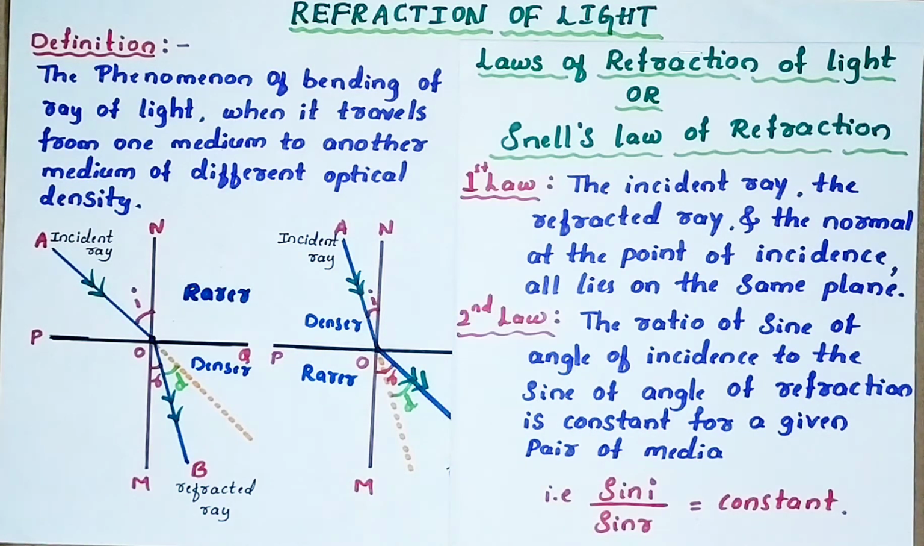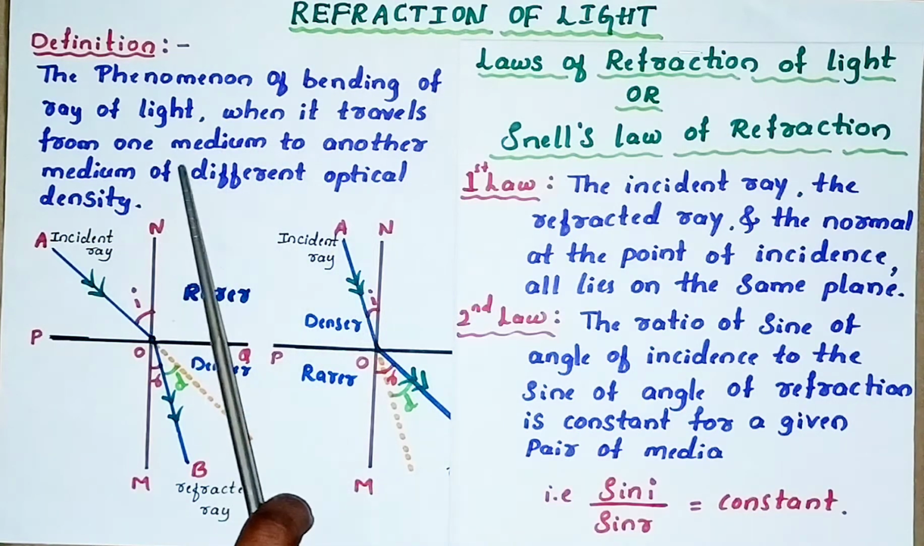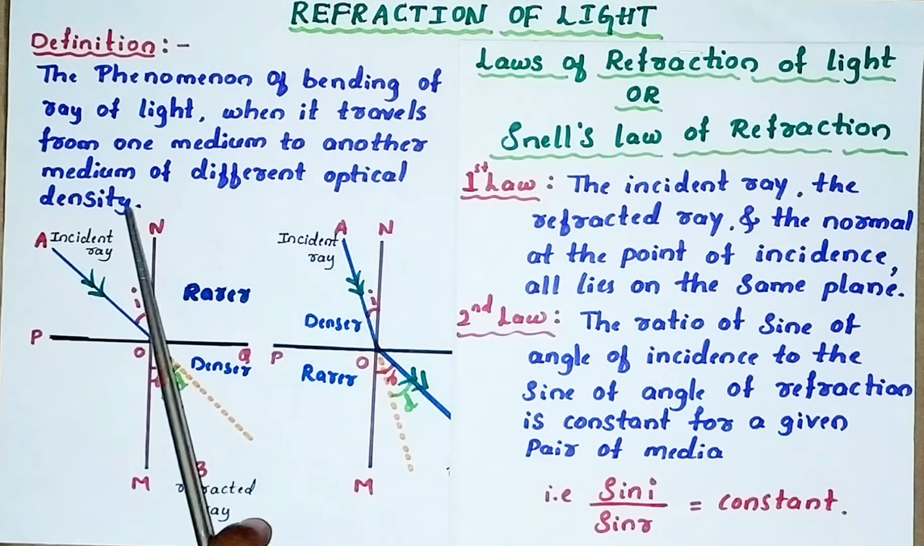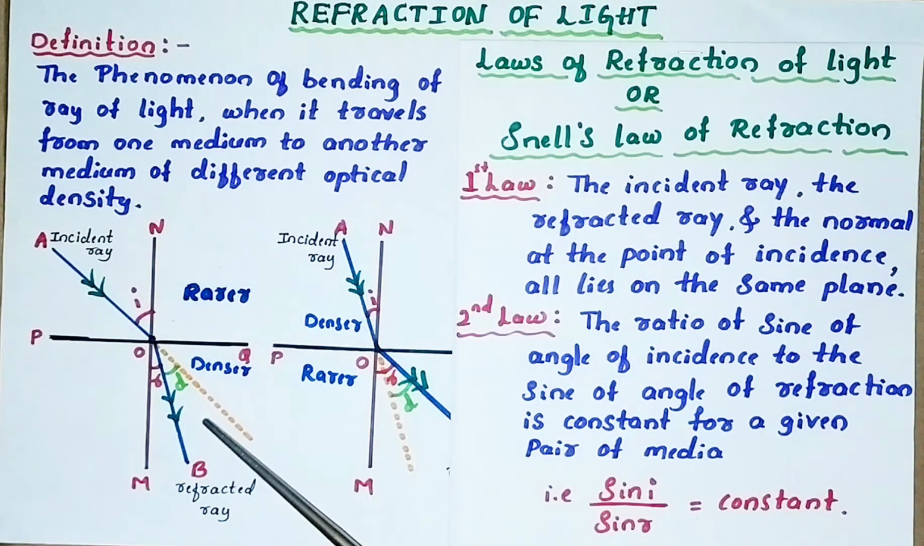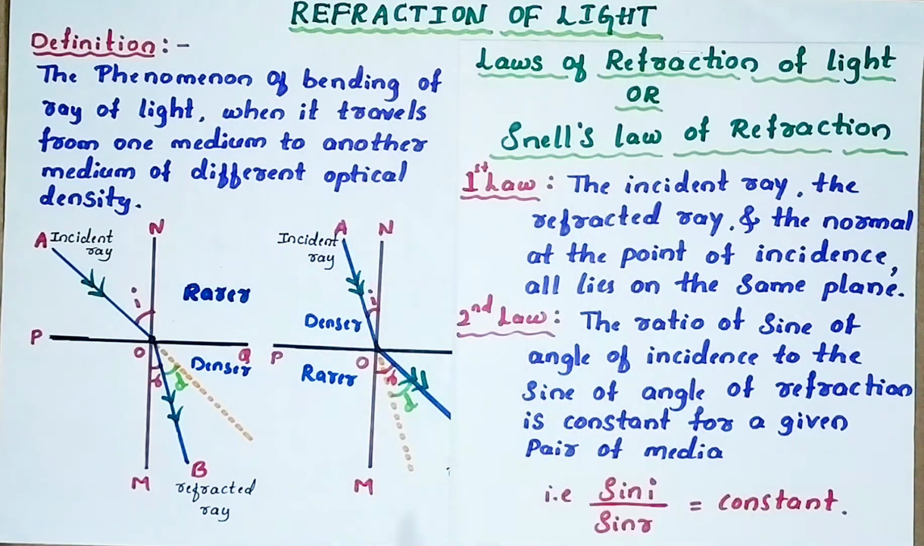The phenomenon of bending of a ray of light when it travels from one medium to another medium of different optical density. So when the ray of light is traveling from rarer to denser or denser to rarer, the speed of light changes, so that bending phenomenon takes place, and this phenomenon we call refraction of light.